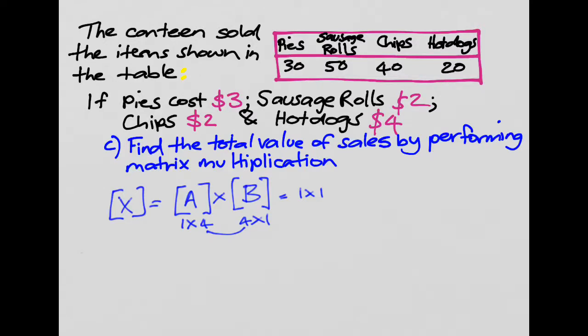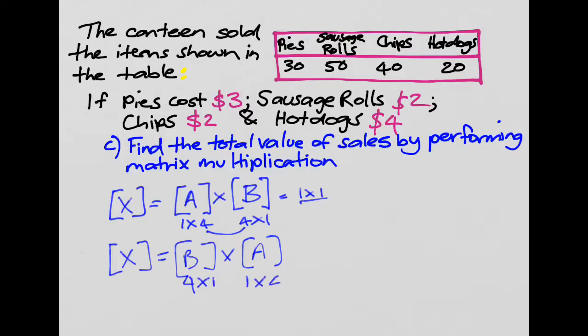This is the correct way of multiplying it out because this would give you one value in a 1 by 1 matrix, which will be your total value of all items sold. If we were to accidentally choose the wrong order and say x equals B times A, let's have a look at what we'd get. We'd get a 4 by 1 matrix and a 1 by 4. It is defined, so it's doable, but we end up with a 4 by 4 matrix, which is not going to give us the information that we require.